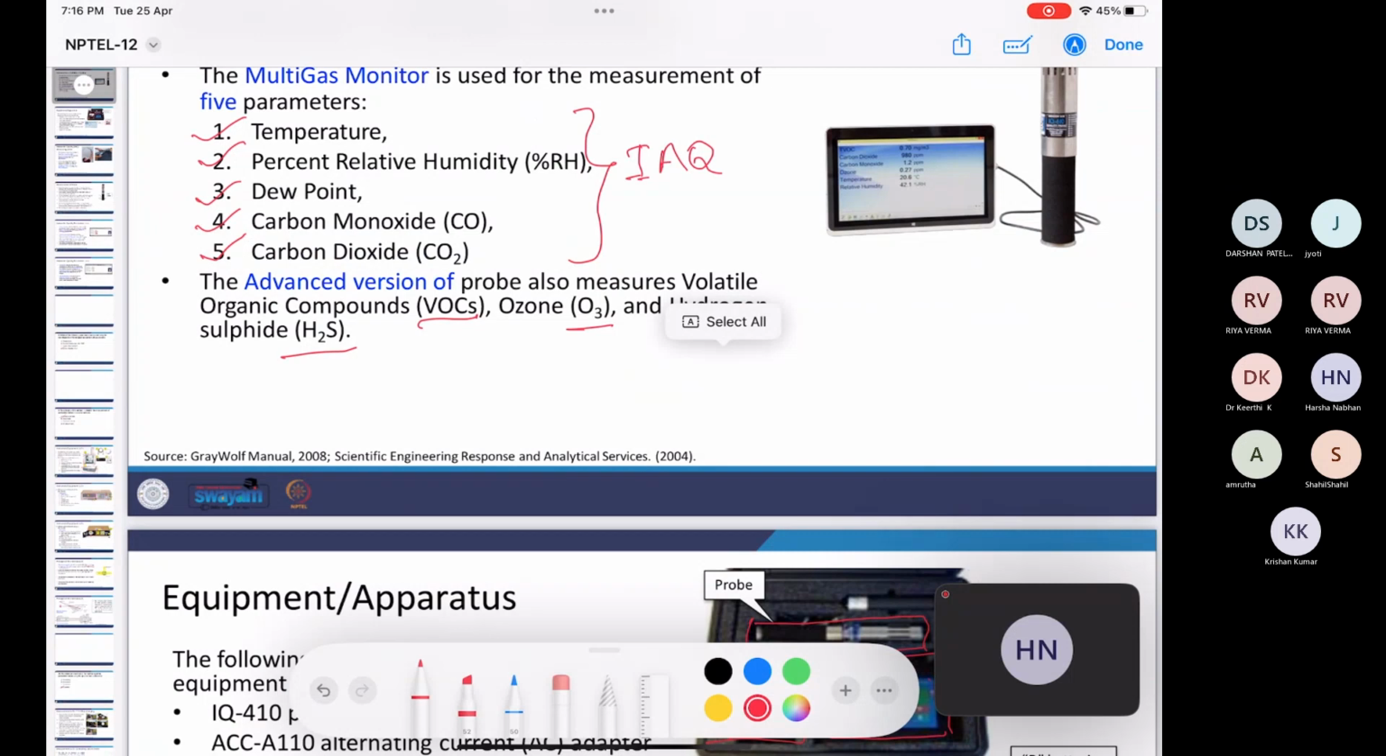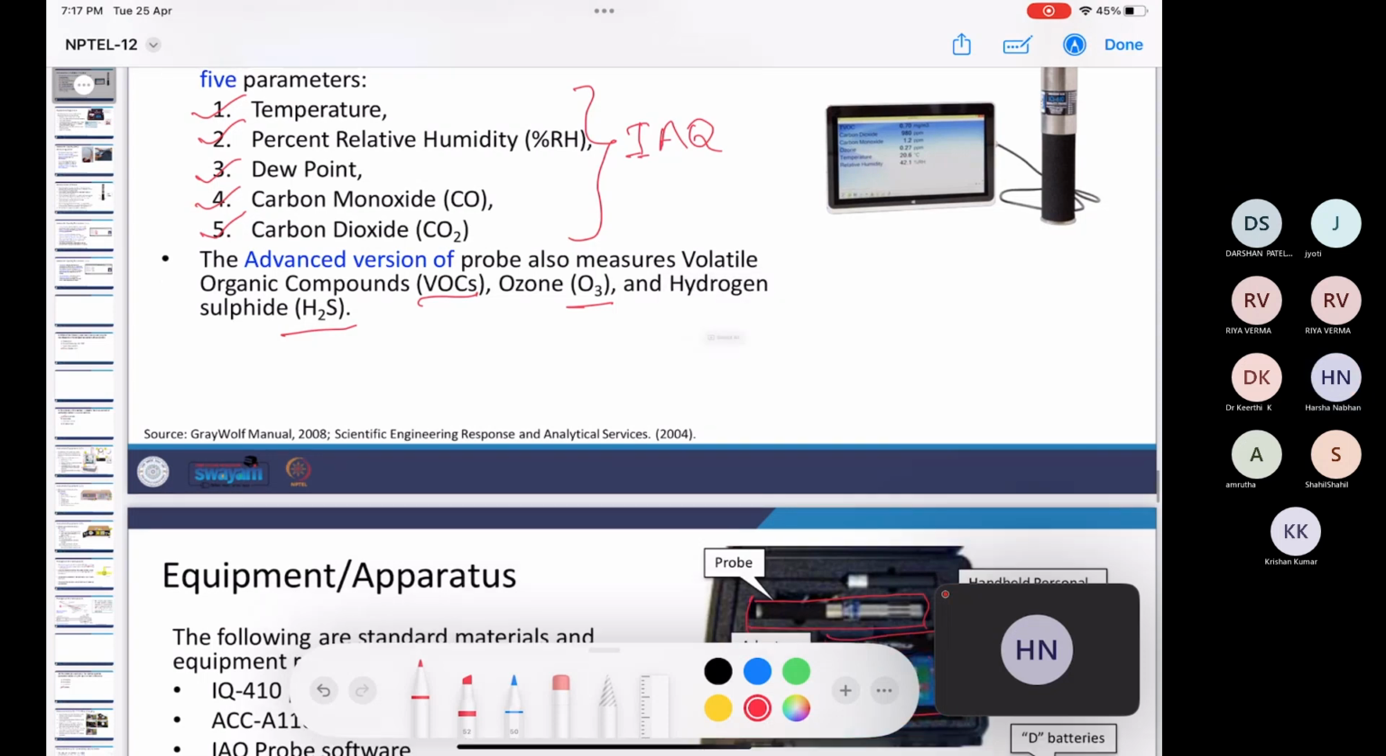Basically, it is a type of sensor-based equipment. You just need to place it at any point where you need to take the readings or monitor the indoor air quality, and you'll get every single value on this tablet. If you connect this tablet to your desktop or system, then you can transfer those values into your laptop or desktop as well. So this is a very simple type of apparatus. Thank you, ma'am.